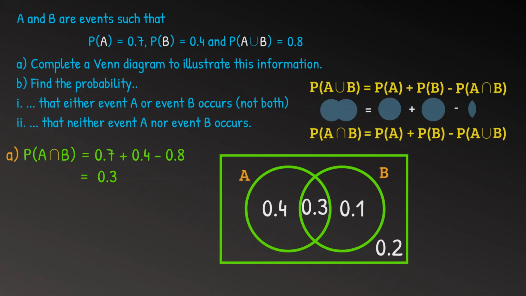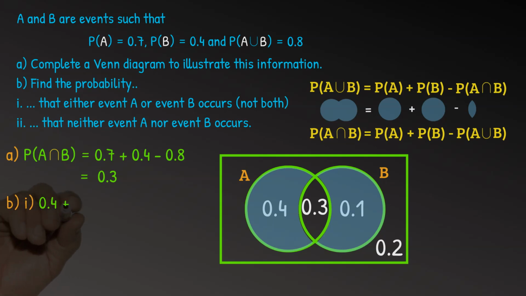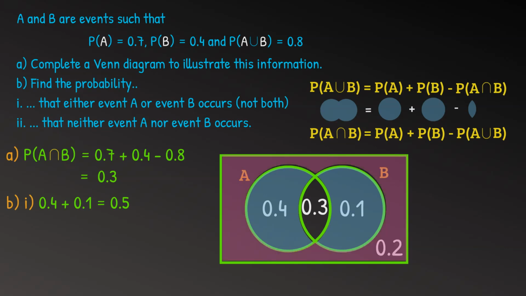Next we have to work out the probability that either event A or B occurs, but not both. You can see from the diagram that just event A occurring has the probability of 0.4 and just event B occurring has a probability of 0.1. So if we add them together, we get our answer of 0.5. And the probability that neither event occurs is this pink area here, which we know is 0.2. We got that number by subtracting all the other probabilities from 1.